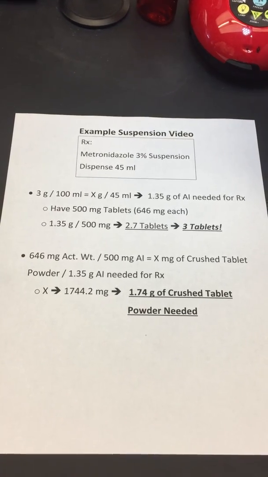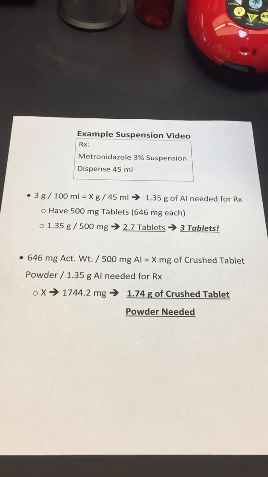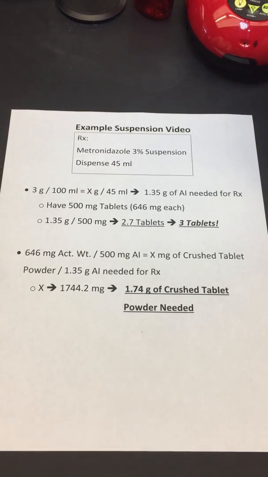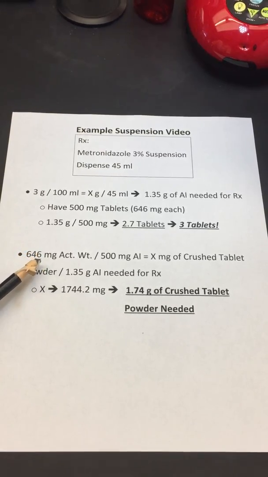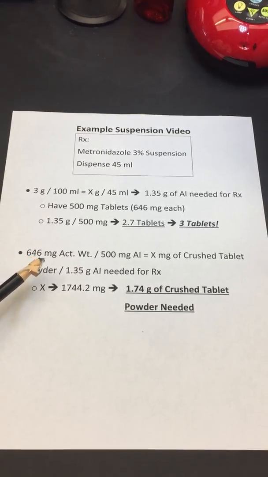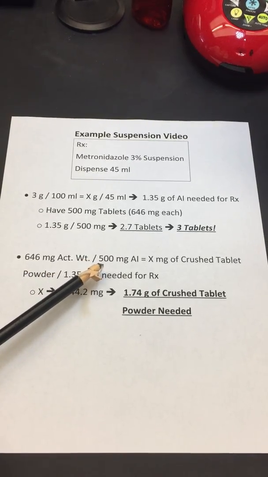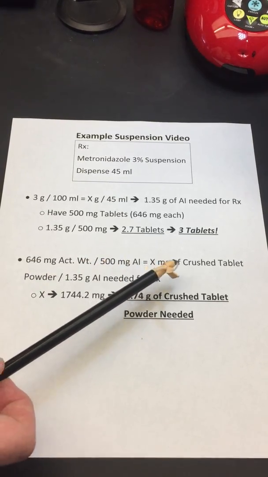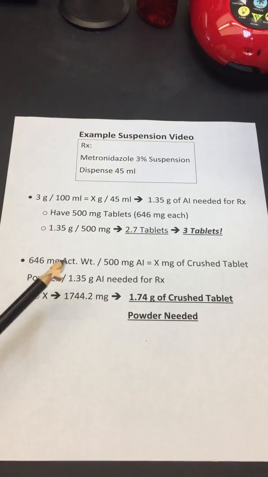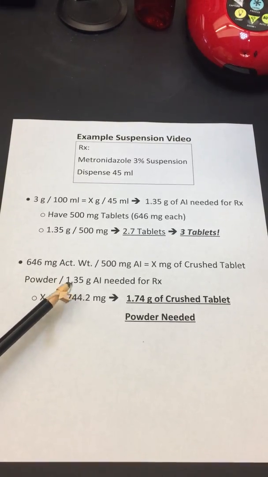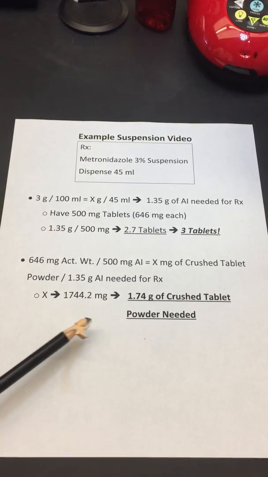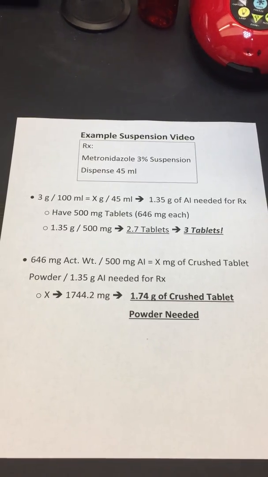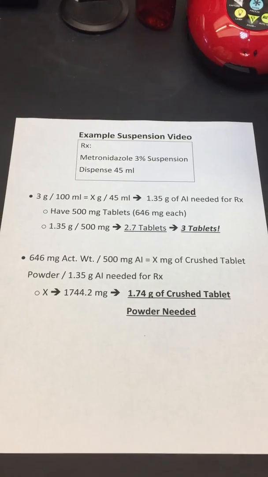Now, with the example slides for week 3 that I've provided, you've got to use your crushed tablet equation, which is also in your lab manual. So we have the actual weight of the tablet, which is 646 milligrams over 500 milligrams of active ingredient, is going to equal X milligrams of crushed tablet powder over the amount of active ingredient needed, which in this case was the 1.35. If we work all that out, you're going to end up needing 1.75 grams of crushed tablet powder.